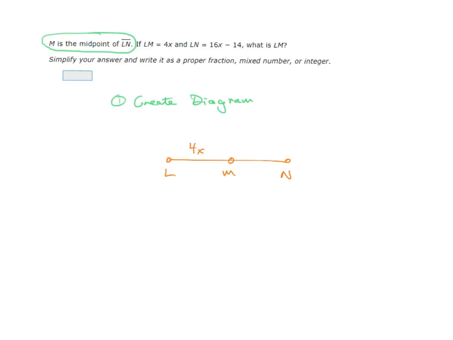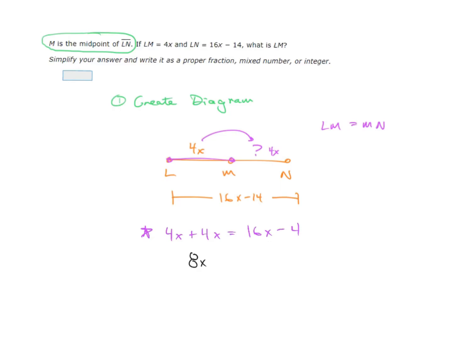Okay, here's my 4x. LN is, ooh, this is a good one, 16x minus 4. Wait a second. I'm confused. Why didn't they give us an MN? Oh, LM is equal to MN. So that means this is actually 4x too. Okay, forgot about that. 4x plus 4x is equal to 16x minus 4. Once you get here, you're pretty much home free. It just goes back to algebra for you guys.